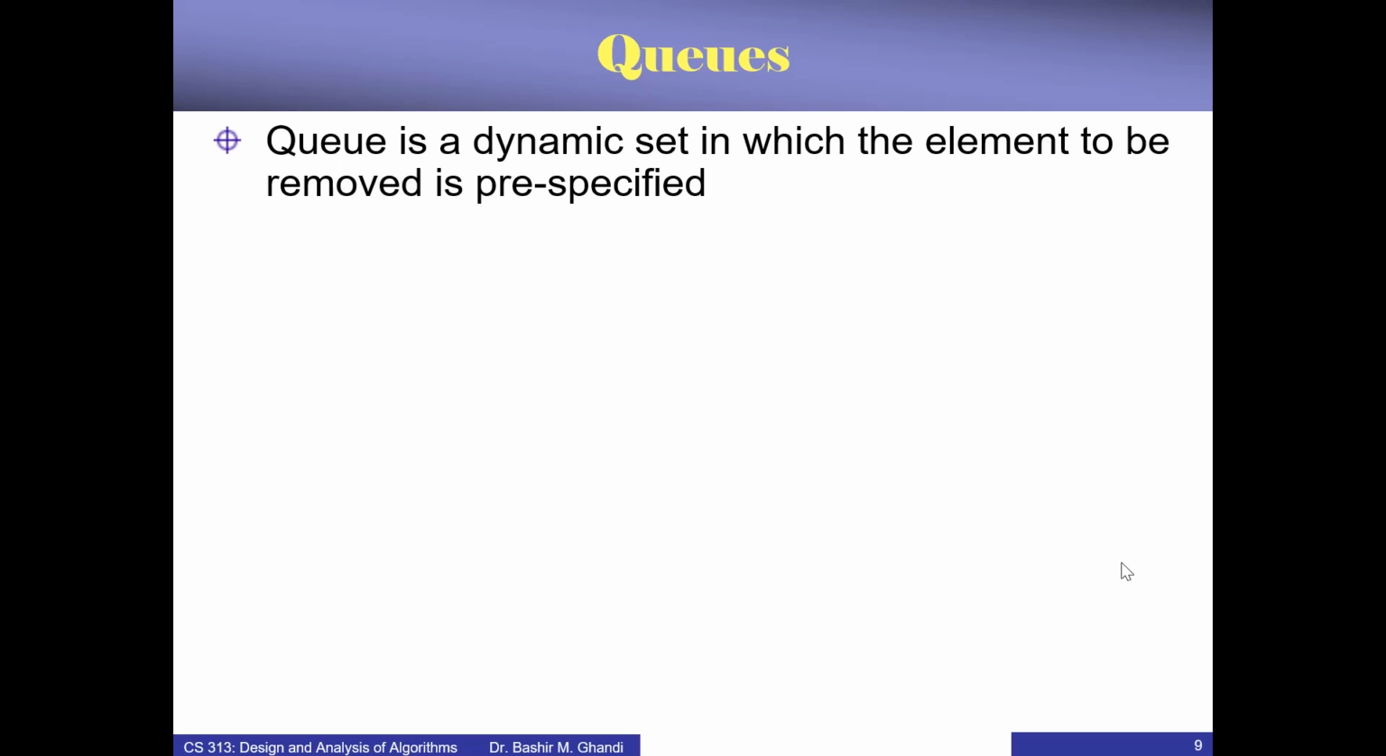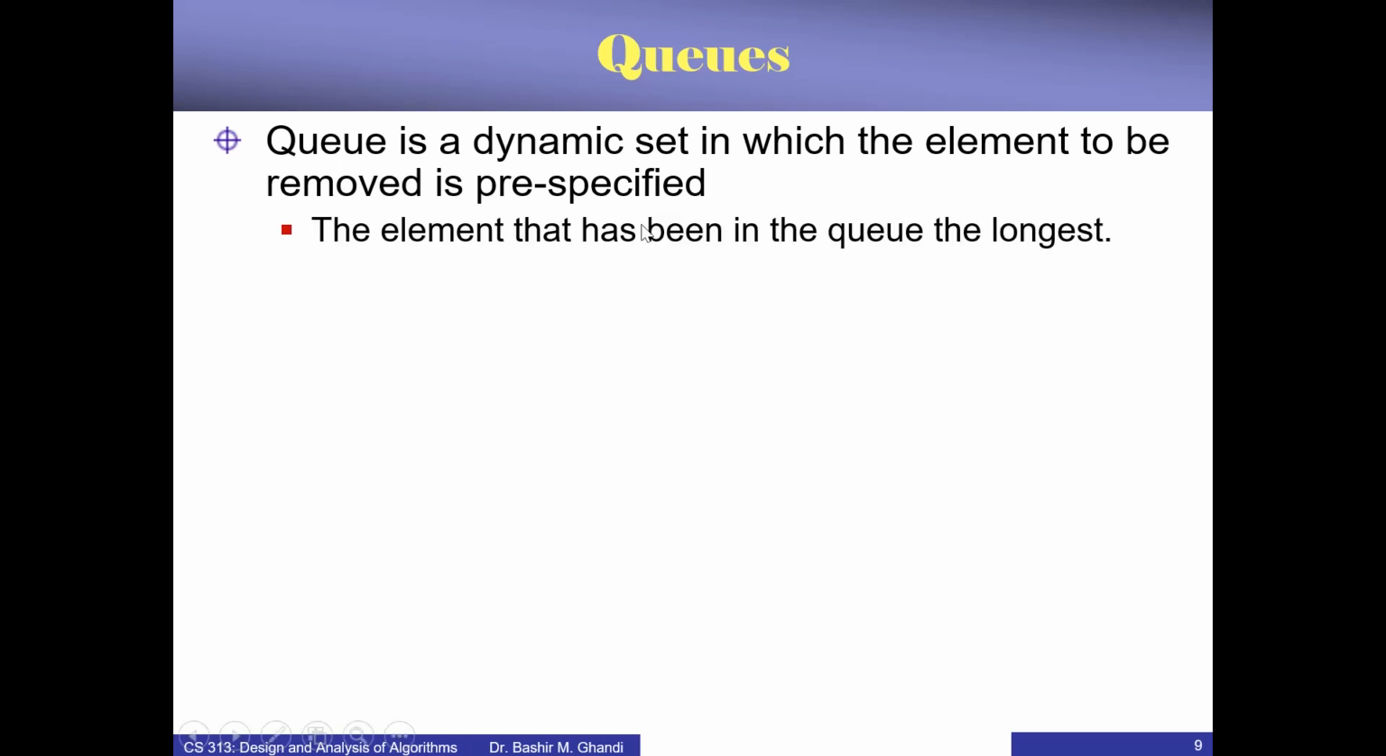So next we look at queues. A queue is a dynamic set in which the element to be removed is also pre-specified. We know exactly which element we're going to remove, and in this case it is the element that has been in the queue the longest. In other words, the queue has the property of first in, first out, otherwise known as FIFO.